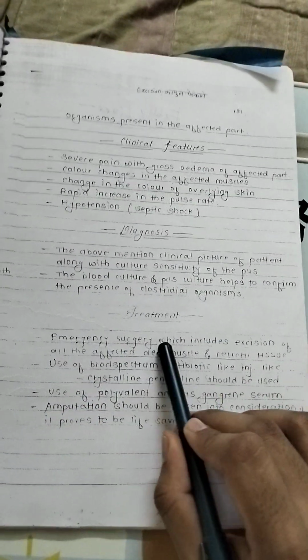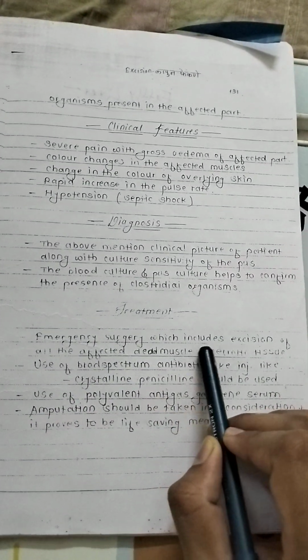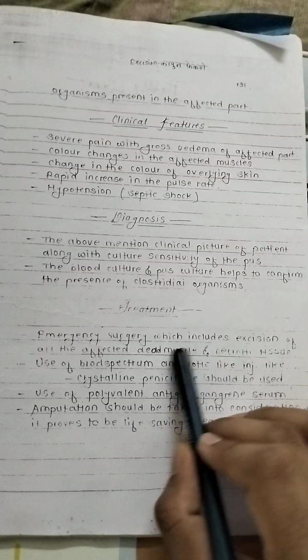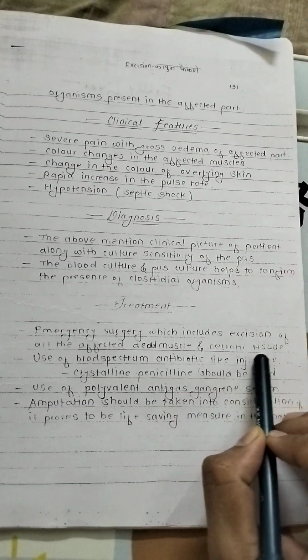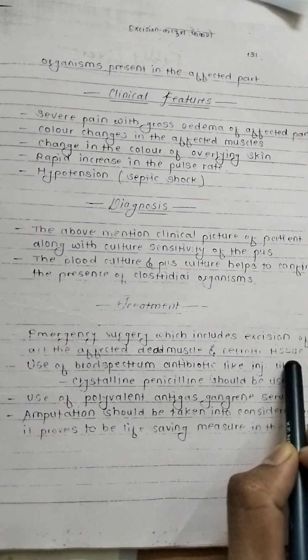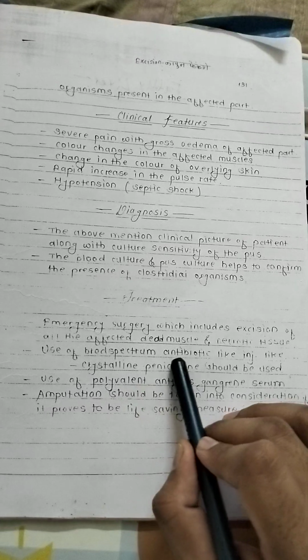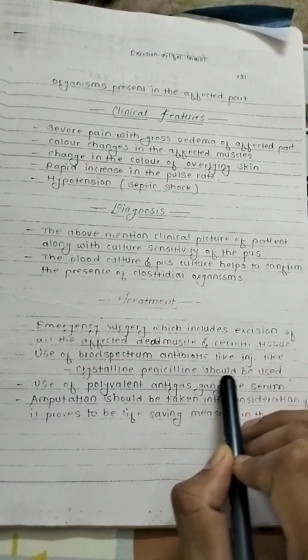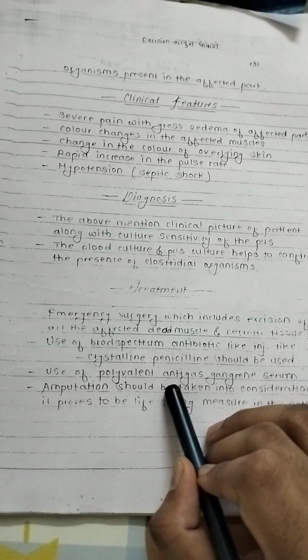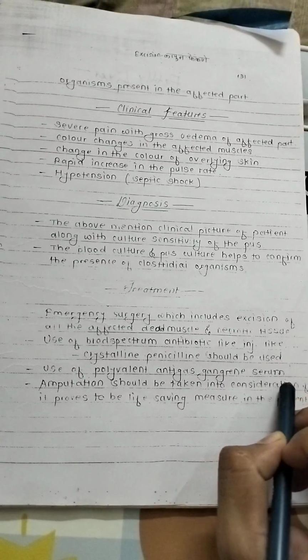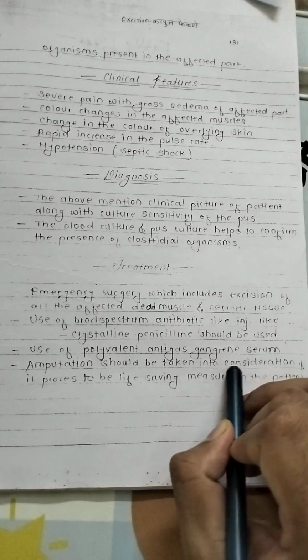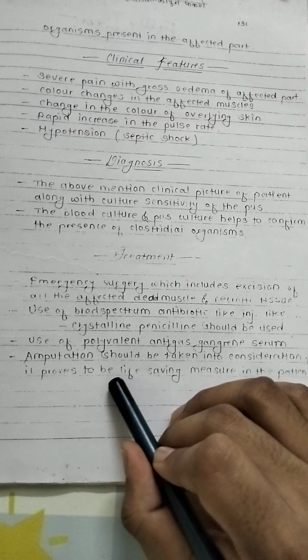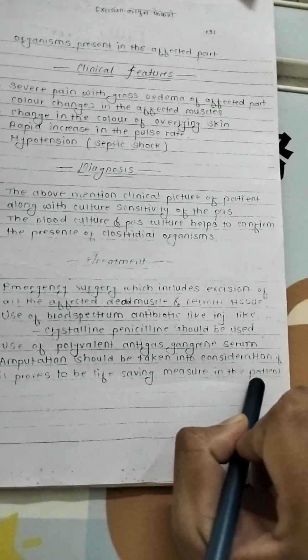Treatment: emergency surgery may include excision of all the dead muscle and necrotic tissue. Use of broad spectrum antibiotics like crystalline penicillin should be used. Use of polyvalent anti gas gangrene serum. Amputation should be taken into consideration as it may prove to be a life-saving measure in the patient.